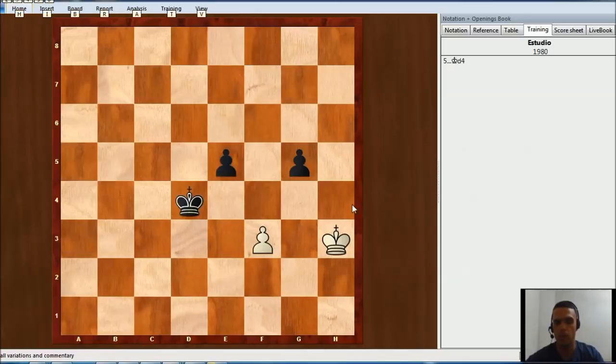Now you cannot take distant opposition, but you can play king g4, threatening this pawn. The only move for black is going to be king e3 to threaten over here, but then you have king g3 taking opposition again.